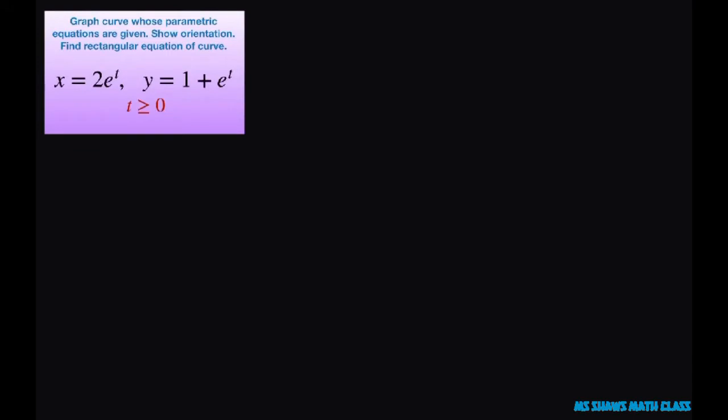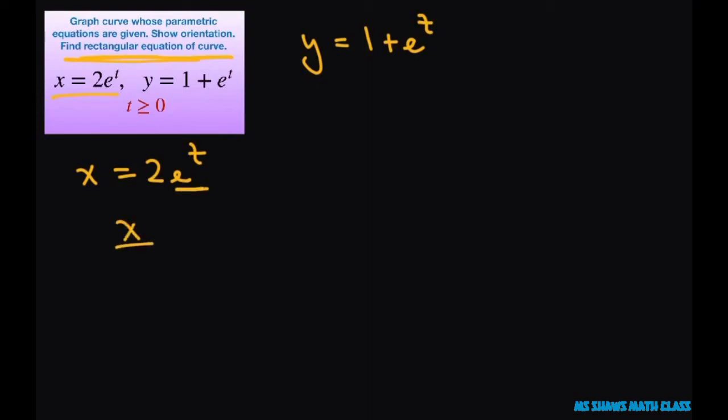So let's look at the rectangular equation of the curve first. That kind of gives us an idea what it's going to look like. So I'm going to look at y equals 1 plus e to the power of t, and this one is x equals 2 e to the power of t, and solve for e to the power of t, and you get x divided by 2 equals e to the power of t.